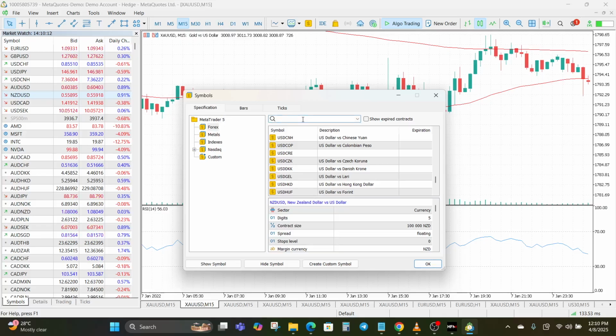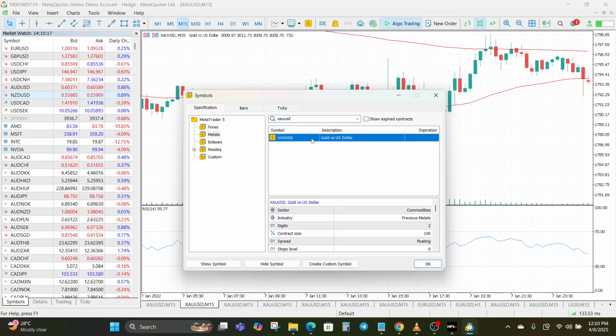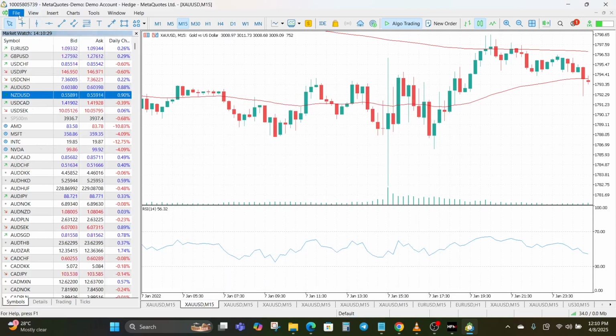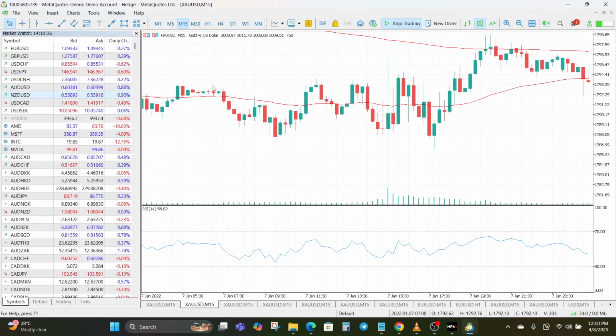Once you find it, you can double click to activate it and then drag it into your chart window. Or you can just come straight here, click on file, new chart, go to metals, select your XAUUSD, and add it to your chart. All right. Now let us set up your chart for effective gold trading.